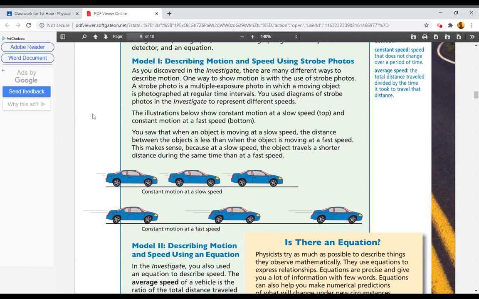The illustrations below show constant motion at a slow speed on the top and constant motion at a fast speed on the bottom. You saw that when an object is moving at a slow speed, the distance between the objects is less than when the object is moving at a fast speed. This makes sense because at a slow speed, the object travels a shorter distance during the same time than at a fast speed.